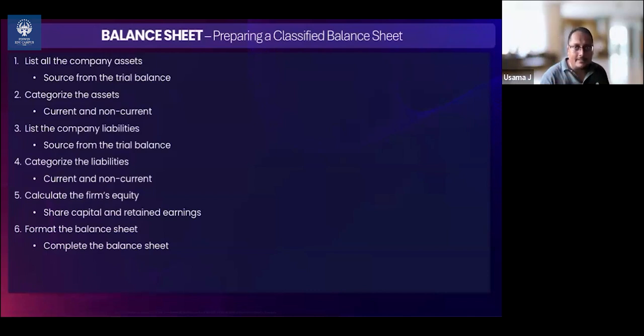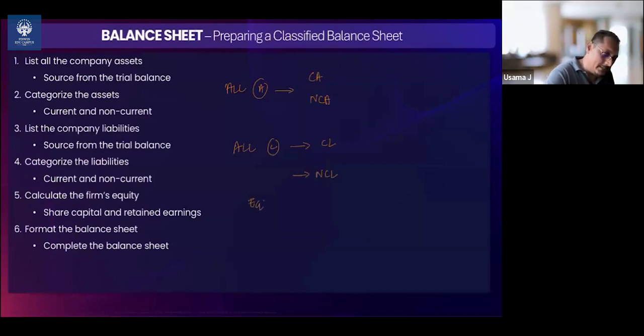Then you will categorize all the assets. How will you categorize them? Once you've gotten all the assets together, then you start categorizing them: current assets, non-current assets. Then you go to the liability side. You will select from the trial balance all the liability accounts and you will classify them: current liabilities, non-current liabilities. Then from the trial balance, source all the equity or capital accounts, and you will identify the cumulative.